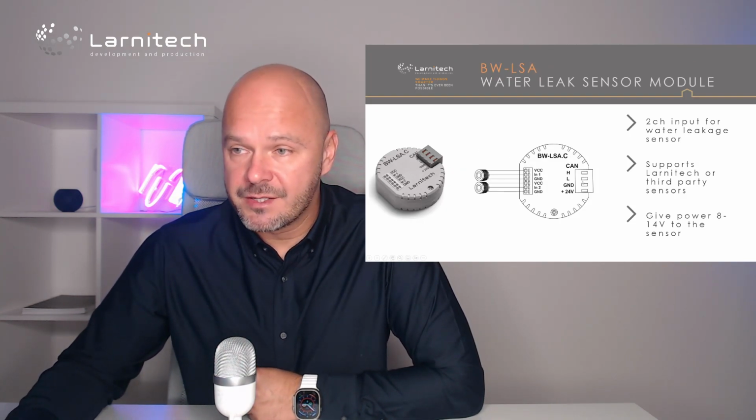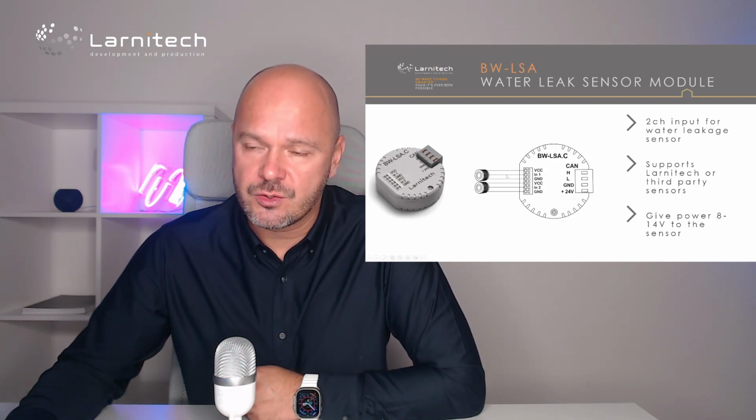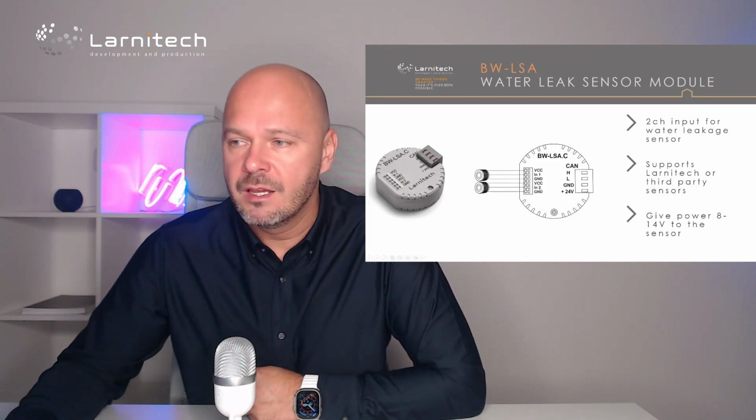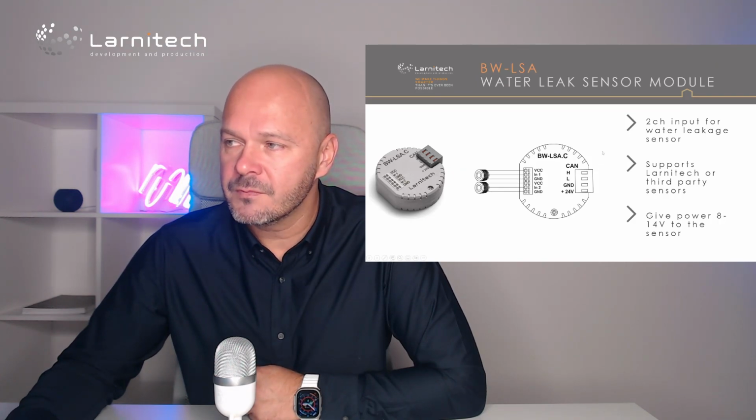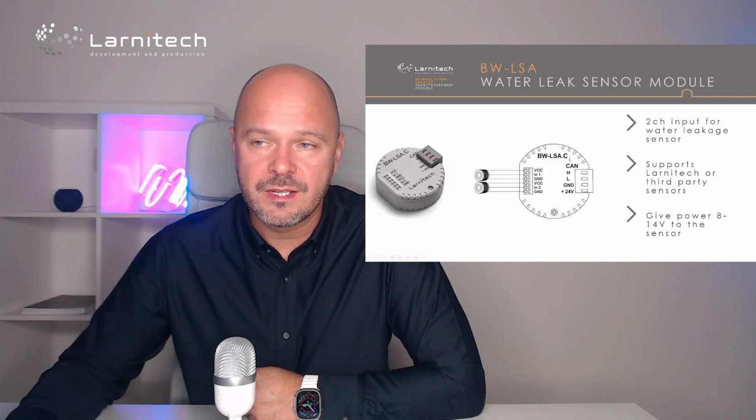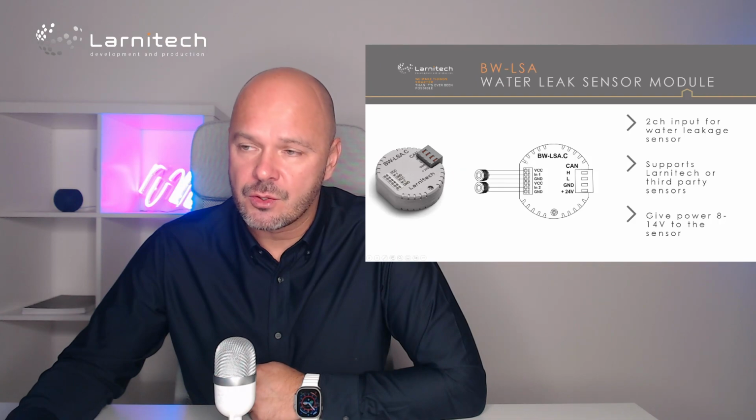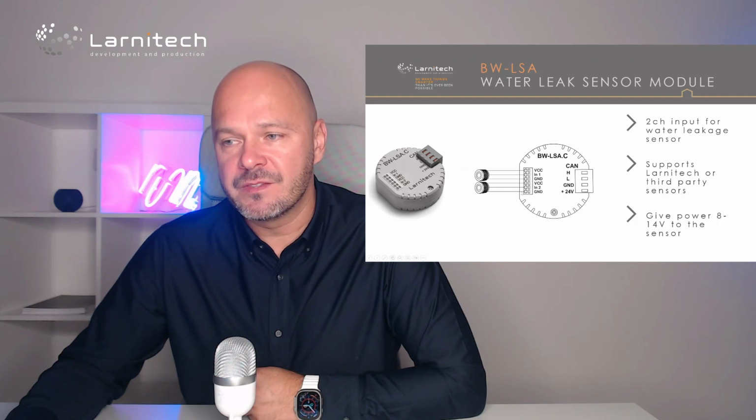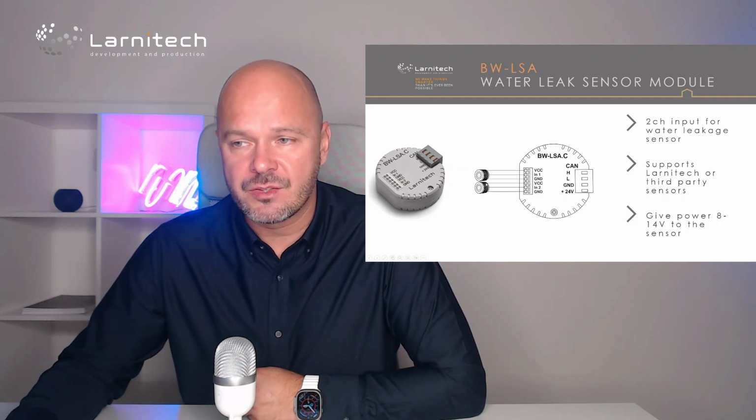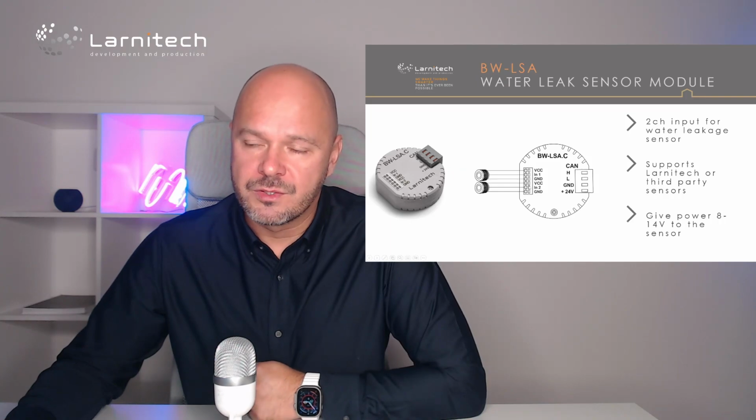This is a small device to connect up to, I think, 2 water leakage sensors. I never used it, but some people use it sometimes. So 2 inputs for water leakage sensors. It supports either Larnitech sensors or third-party sensors. It has 3 wires connection, so it gives the power to the sensor, and it also receives the data from the sensor, like if there is a water leakage or not.